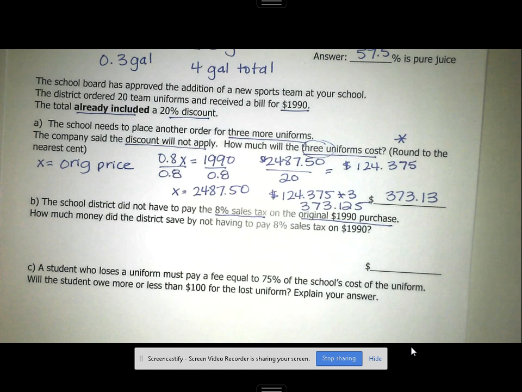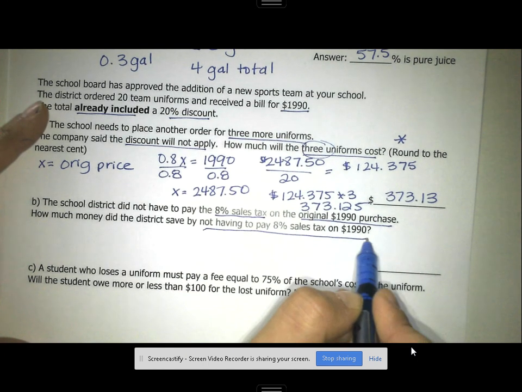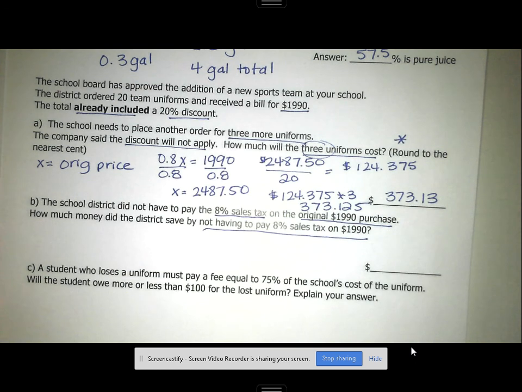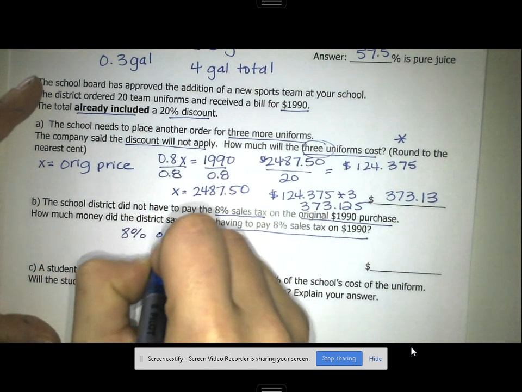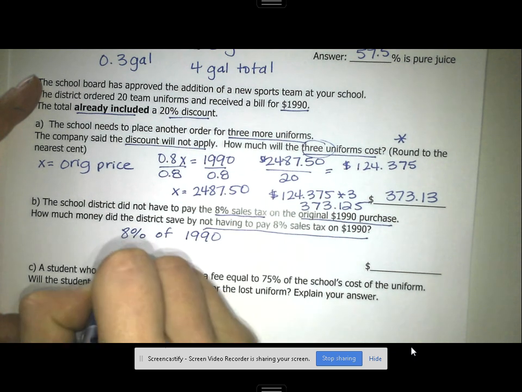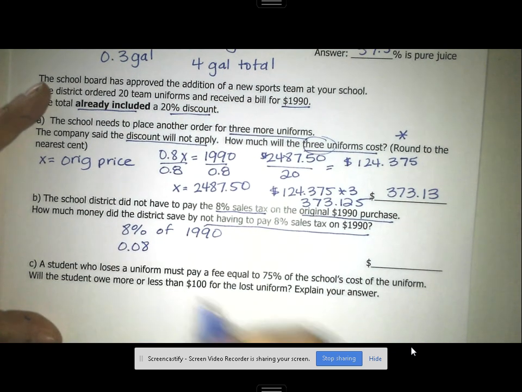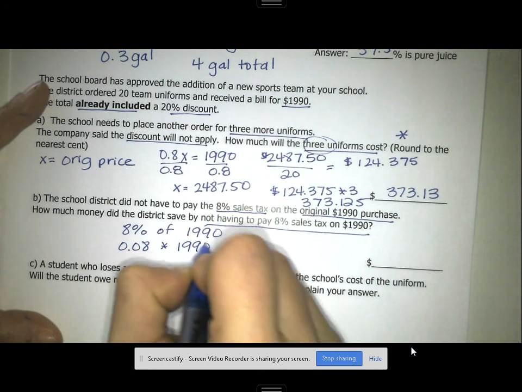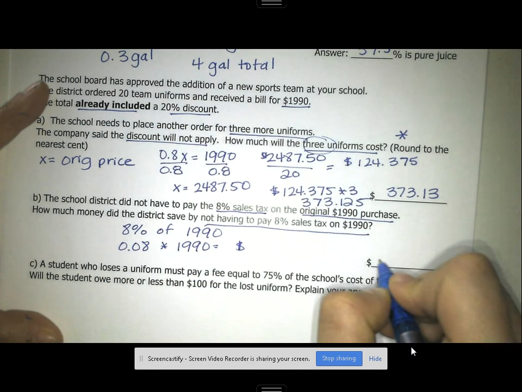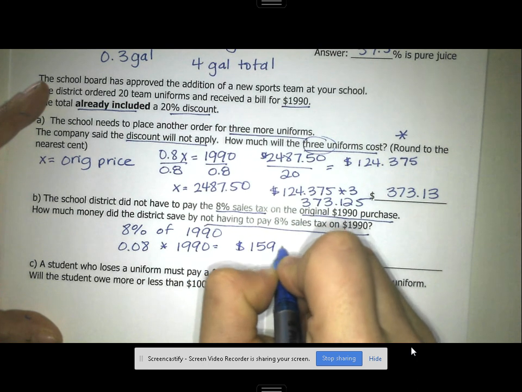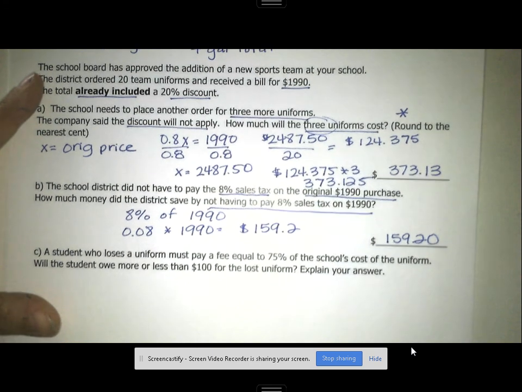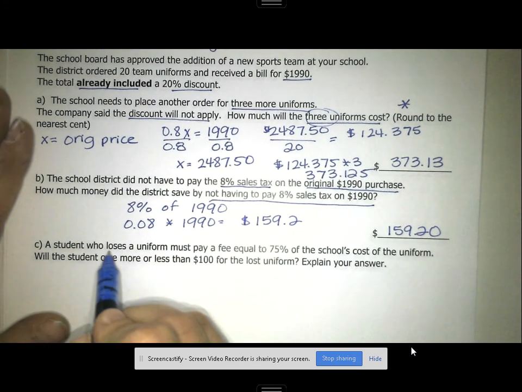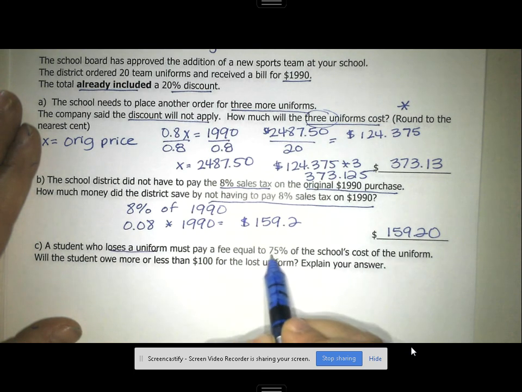How much money did the district save by not having to pay 8% sales tax on $1,990? All this is asking is, what would the tax have been? How much did they save by not having to pay it? So the tax would have been 8% of $1,990. So to figure this out, you just have to multiply 0.08 times 1,990, and I got $159.20.